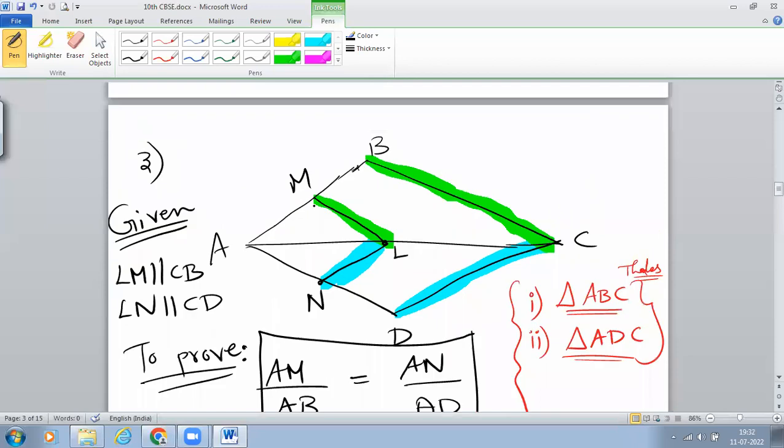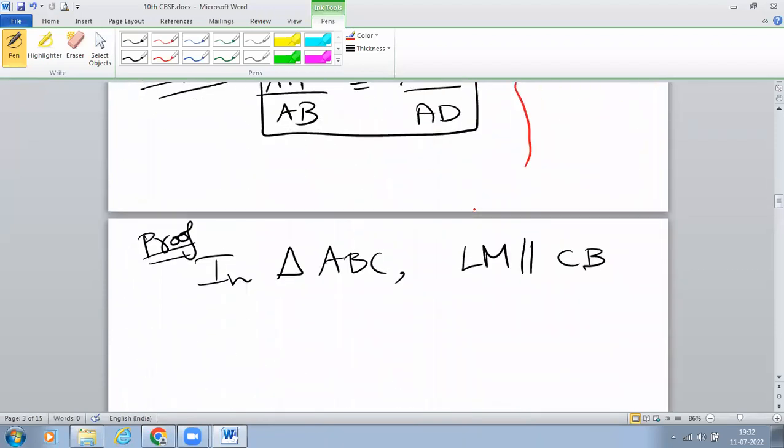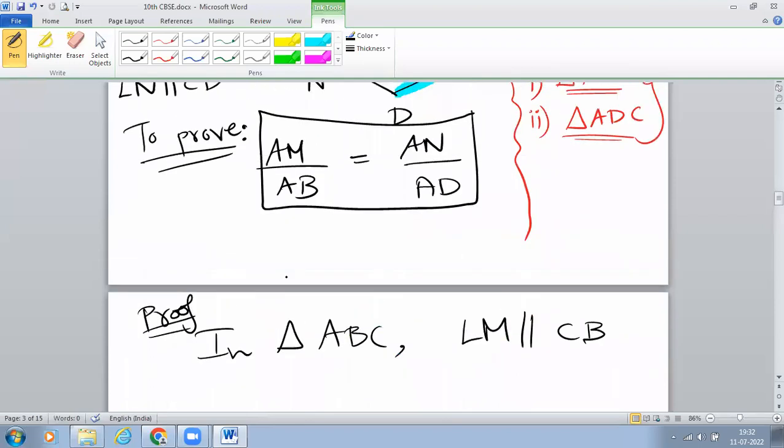Right. Okay, in this triangle ABC, I'll mark with this red color. In this triangle ABC, LM is parallel to CB or BC. Am I right? Yes, sir. Now, in this triangle, one line is drawn parallel to another side of the triangle. Therefore, that line divides the other two sides in the same ratio using this theorem, Thales theorem.